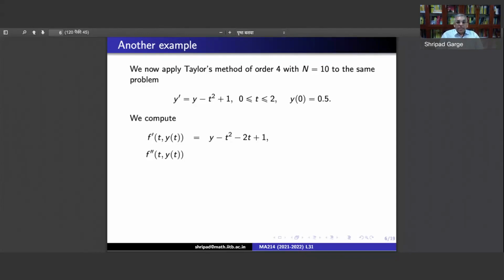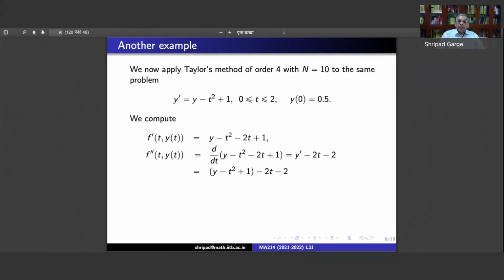So f double prime is simply taking the derivative of the above quantity with respect to t, and that is nothing but the derivative of y, which is y prime, and then minus 2t minus 2. Again, the value of y prime can be computed from the initial value problem. We put that value here and simplify it to get the final answer, y minus t square minus 2t minus 1. This is the second derivative of the function with respect to t.